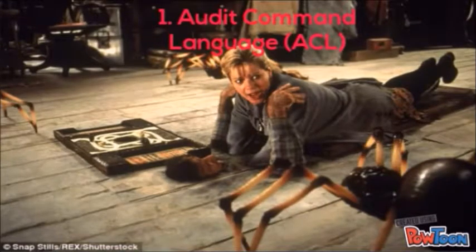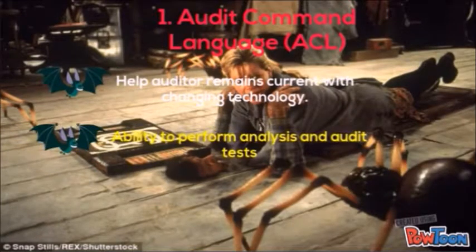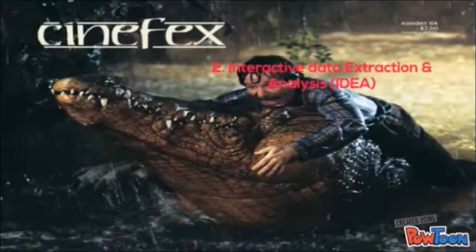First, ACL, which is Audit Command Language. It helps the auditor remain current with changing technology. Its primary usefulness lies in its ability to perform analysis and audit tests on 100% of the data rather than merely sampling the data. Second, IDEA, which is the Interactive Data Extraction and Analysis.